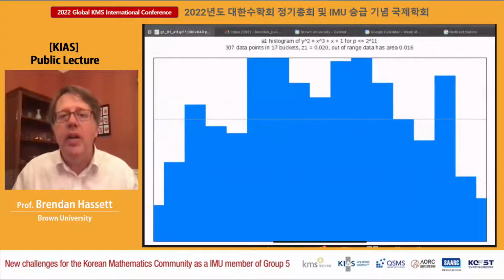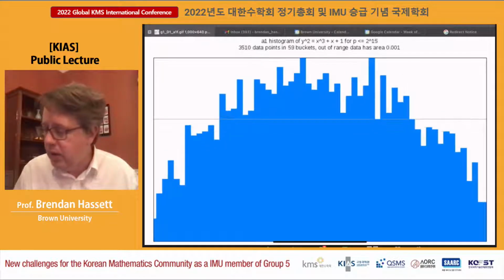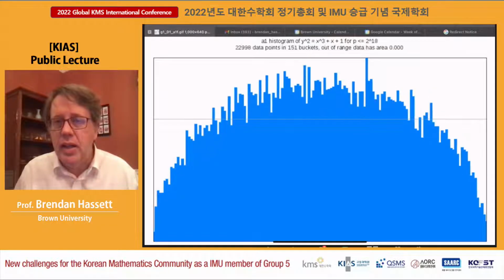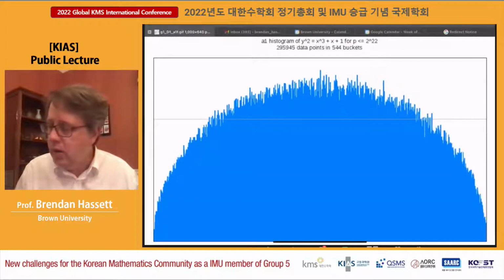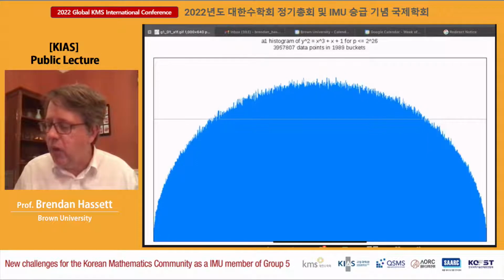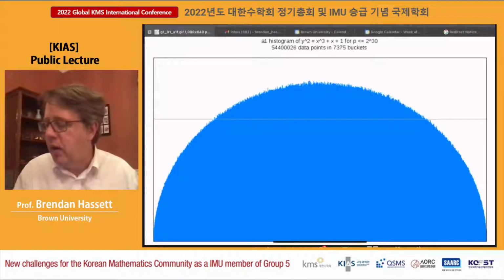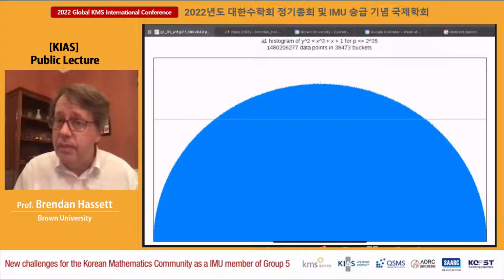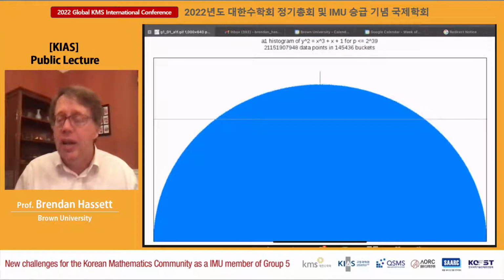And so you can kind of see as we compute over more and more primes, the shape emerge. Here I'm taking one of the elliptic curves, y squared equals x cubed plus x plus 1, and I'm computing for primes up through 2 to the 40. So that's up through about 1 trillion. And basically just doing a histogram.